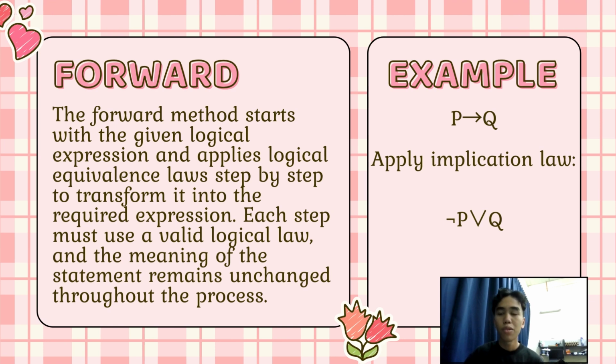So now we're going to talk about the forward and backward methods. But firstly, the forward method. In the forward method, we begin with the original logical expression. Then we apply logical equivalence laws step by step to simplify or transform the expression. Each step follows a logical law, ensuring the meaning of the statement does not change. If we can successfully transform the given expression into the target expression, then the two statements are logically equivalent. As you can see from the example above me, P implies Q, but when we apply the implication law, it will become not P or Q.